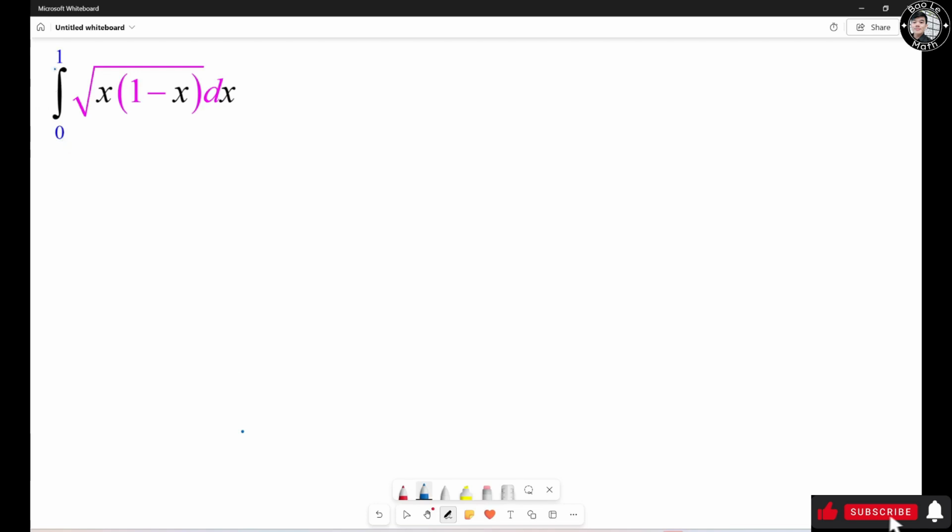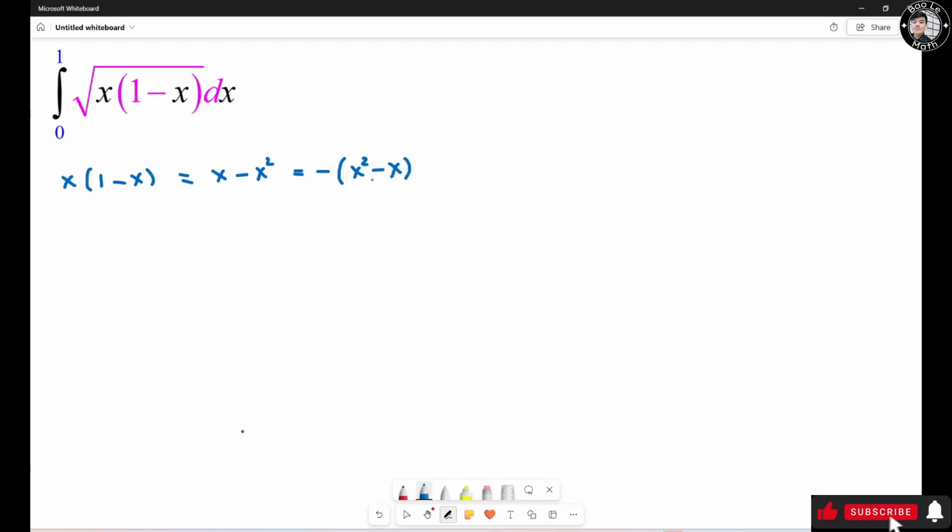The integral from 0 to 1 of square root of s times 1 minus s ds. Alright, so I'm going to put this one on the side, s times 1 minus s. Right, now I'm going to distribute this one. It turns out to be s minus s squared, right? So I can factor negative sign out. So it turns out to be negative of s squared minus s.